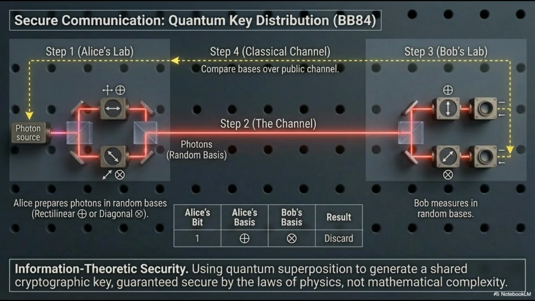This slide presents the BB84 quantum key distribution protocol, the first and most widely implemented quantum cryptographic scheme, proposed by Bennett and Brassard in 1984. The protocol operates in 4 sequential steps between 2 communicating parties, conventionally named Alice and Bob. In step 1, Alice uses a photon source and randomly selected waveplates to prepare each photon in one of 4 possible polarization states, drawn from 2 measurement bases: the rectilinear basis, denoted by a plus symbol, or the diagonal basis, denoted by a times symbol.